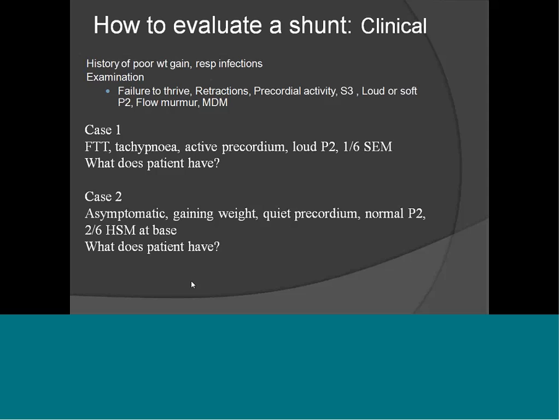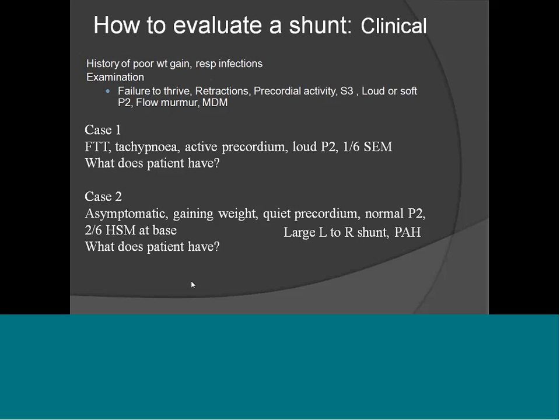So let's do the first clinical scenario. We commonly see this, case 1. Baby who has failure to thrive, he's tachypnic, he has an active precordium, he has a loud second heart sound, loud P2, he has a 1/6 systolic ejection murmur. What does he have? Yes, and the answer is a large VSD. So he's going to have a large VSD with increased QP, right? That means a large VSD with low PVR and heart failure symptoms.